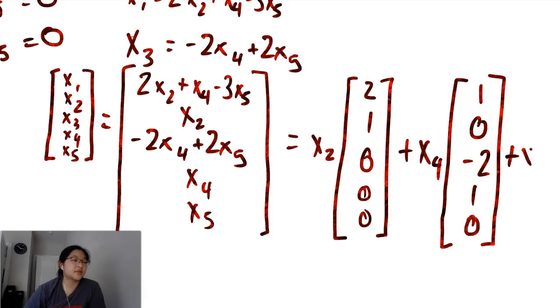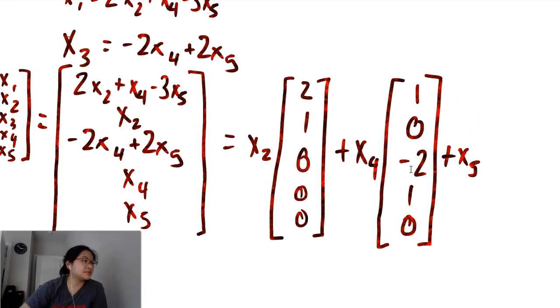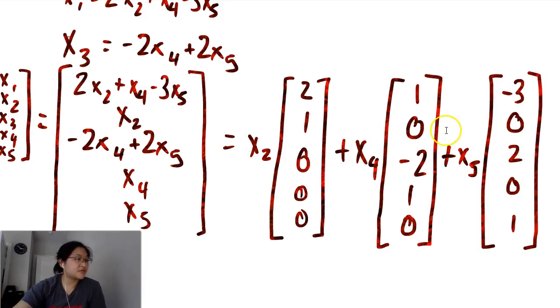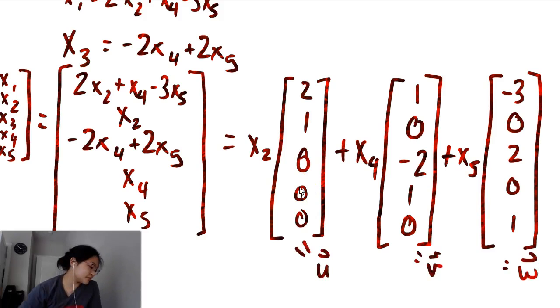And then x5, which is going to be multiplied by negative 3. There's no x5s in the second column. 2, 0, and 1. So now we have some vectors. We can call this one u, call this one v, and call this one w.